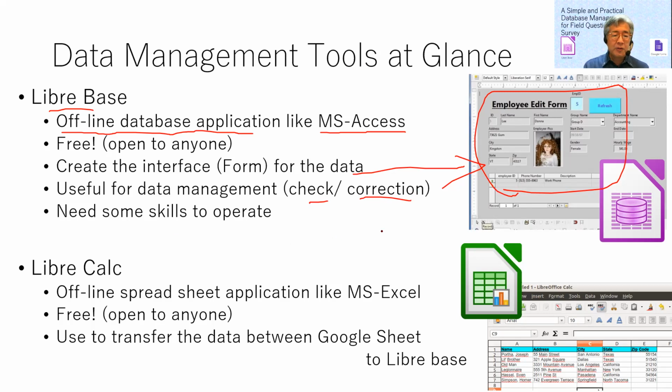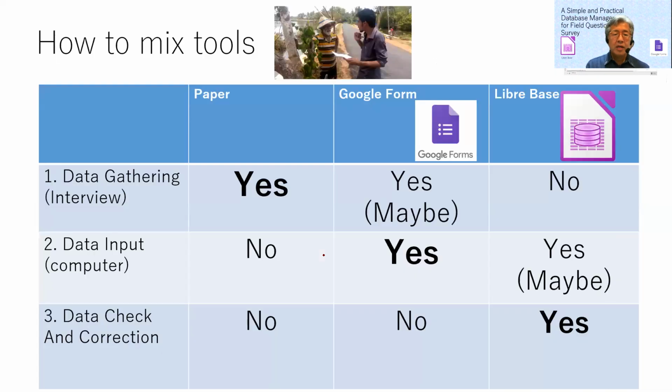Okay, and you also have Libre Calc. This is an offline spreadsheet application like MS Excel. It's free. This time, Libre Calc is used only to transfer the data from Google to Libre Base. Okay, I will explain how to do it later on. So there are three so-called tools: the questionnaire sheet, Google Form, and Libre Base.